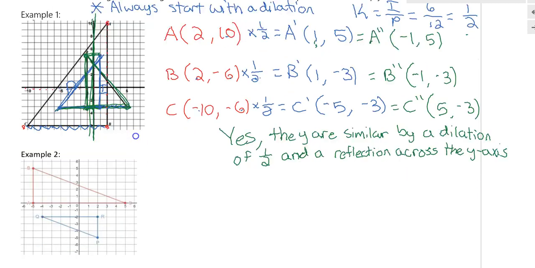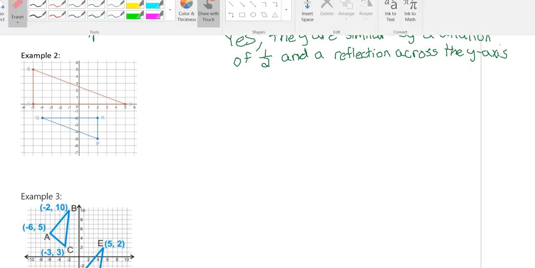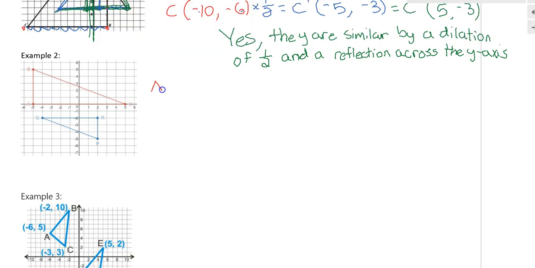Okay. All right, let's look at our next example. Again, same thing here. I'm going to start with ABC. A is at -5, 0. B is at -5, 5. And C is at 5, 0.